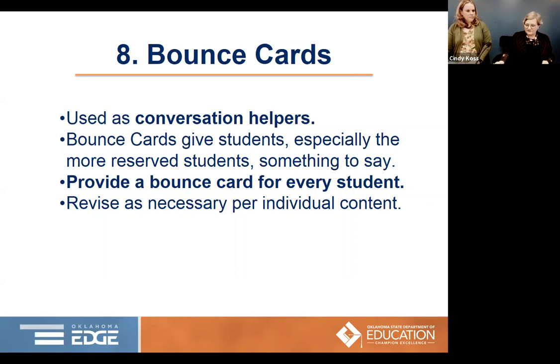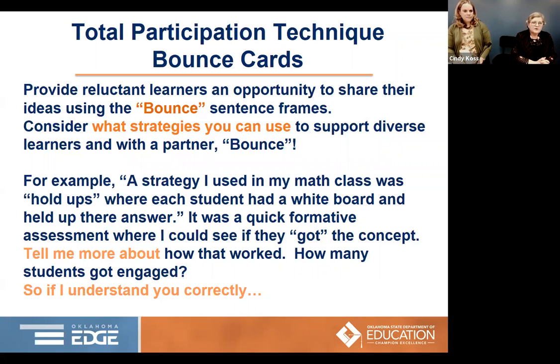So bounce cards, and this is also in your packet. And when we're thinking about some of our reluctant learners, whether it's someone who's an English learner, someone who's special education, someone who's gifted and talented, because they're not sure that their answer is correct, some of the perfectionists, that's an issue. So it gives them something to say. And as we're going through this, we are talking about having sentence frames. And so you might read a couple off that card for us.